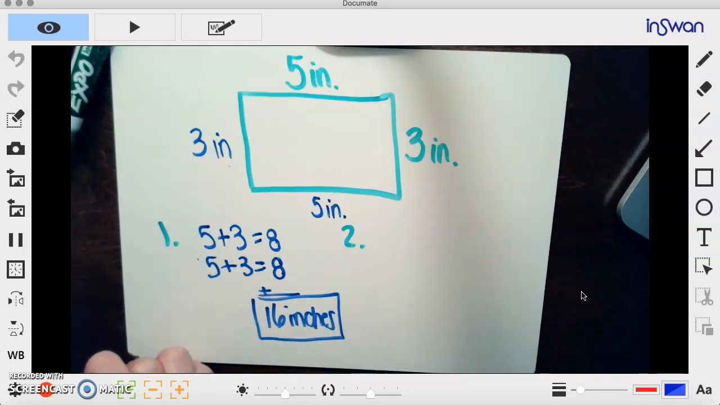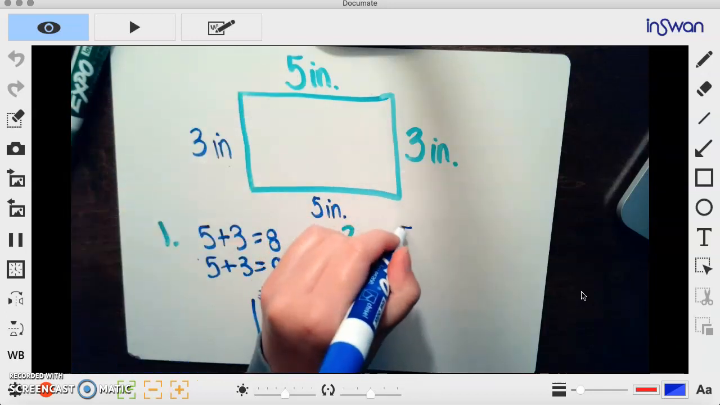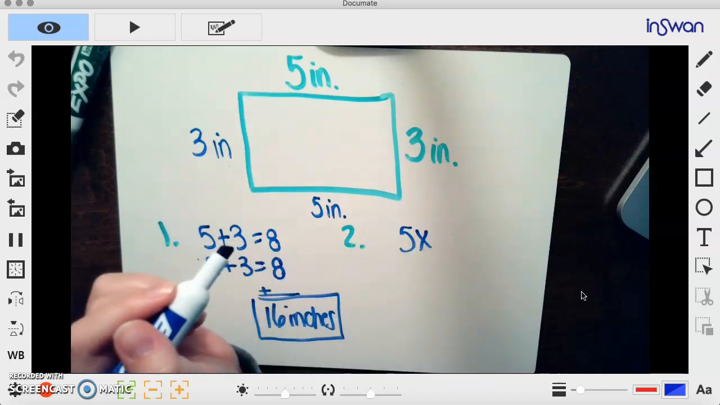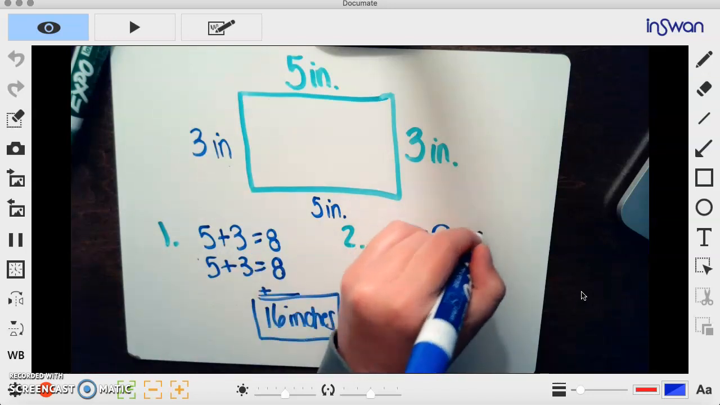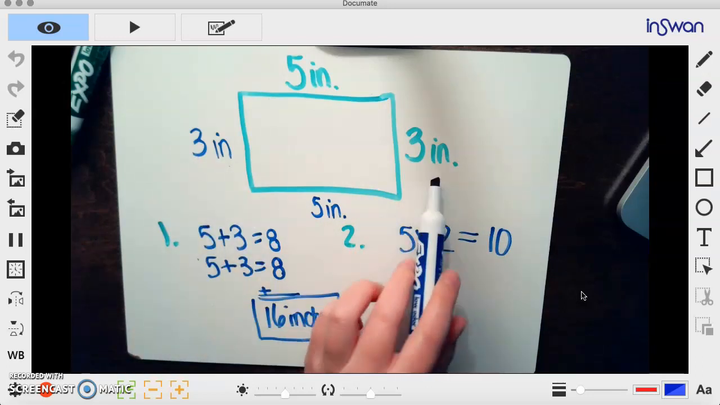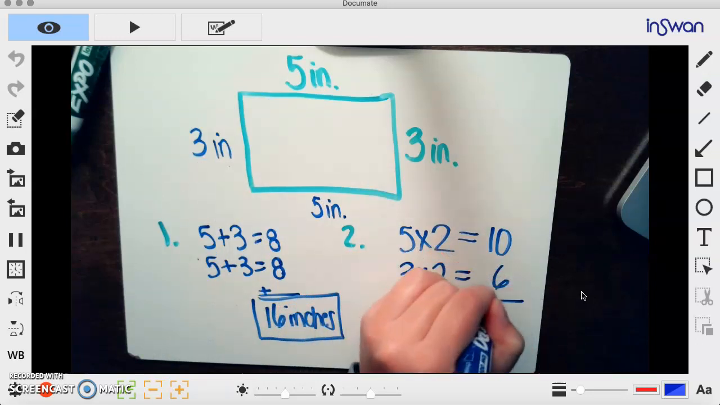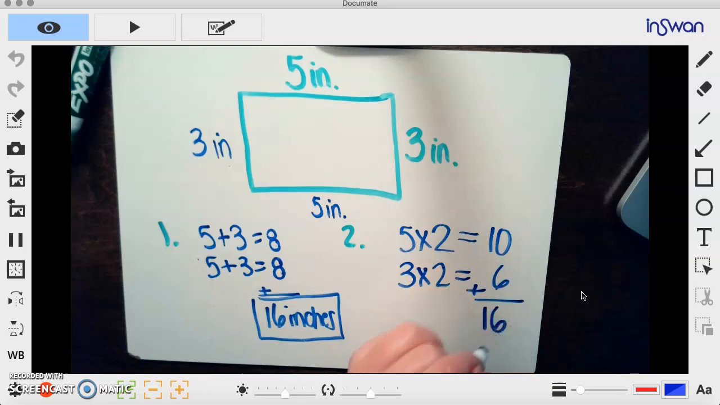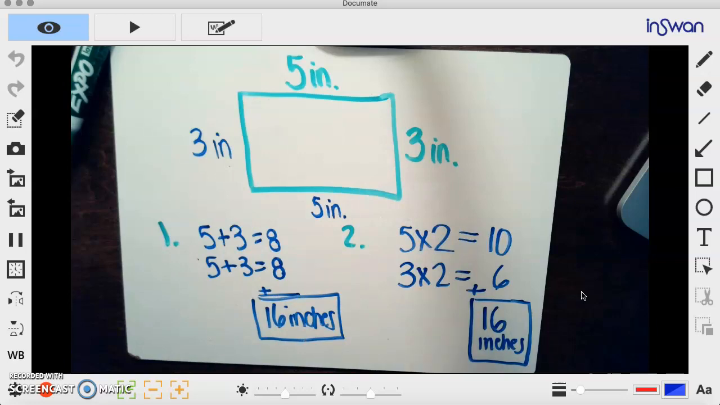Now another way that I can do this is I know that I have 5 inches 2 times. So I can say 5 times 2, which will give me 10. I can also say I have 3 2 times. So I can say 3 times 2, which will give me 6. If I add together 10 plus 6, I get 16. So my perimeter is again 16 inches. So here are two strategies on how I can find the perimeter of a rectangle.